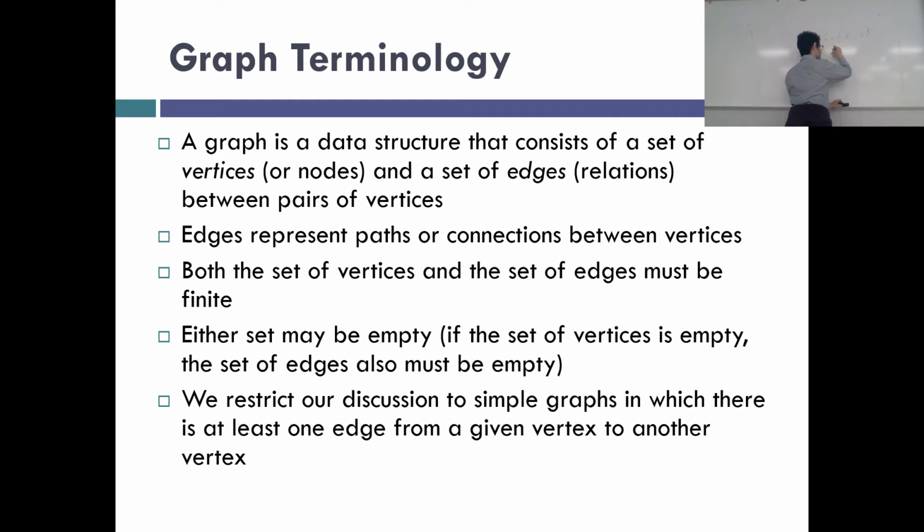If I put the absolute value symbol around it, now it's not actually the absolute value anymore. Any idea what this is? If V is the set, then what is this? Yep, it's the size of the set. So this is the number of vertices, and this is the number of edges. That's just useful notation to know.